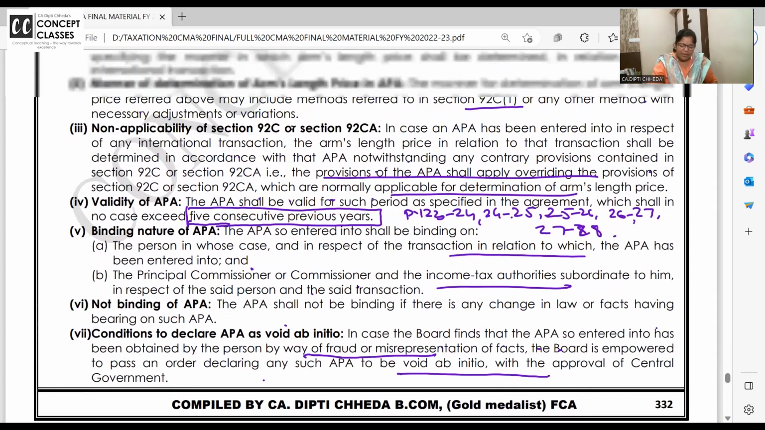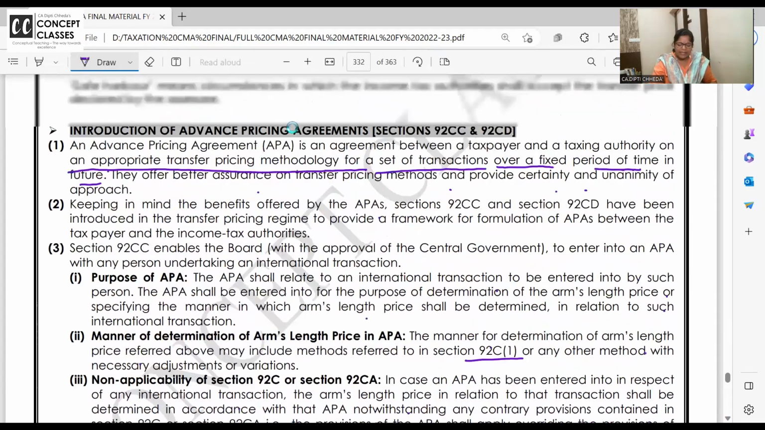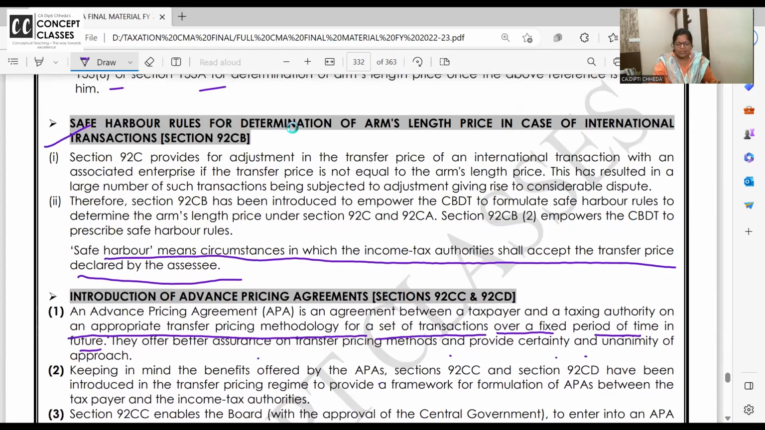Is my speed fine? Are you all following? Shall I say the gist once again? Simple concept it is.